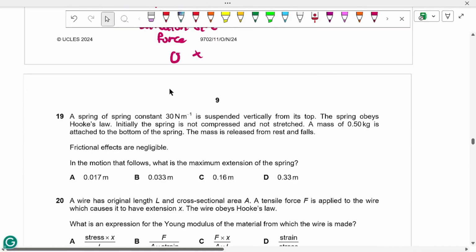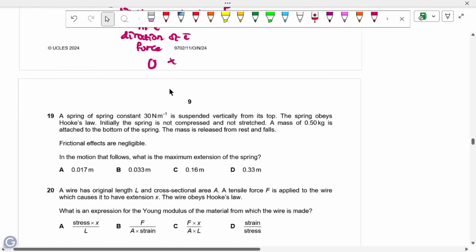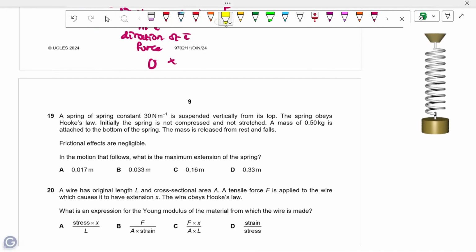Hope that makes sense. Question 19. A spring of spring constant 30 newtons per meter is suspended vertically from its top. So you have that system over there, that's on the side, and the spring obeys Hooke's law. Initially, the spring is not compressed and not stretched, but a mass of 0.50 kg is attached to the bottom of the spring.